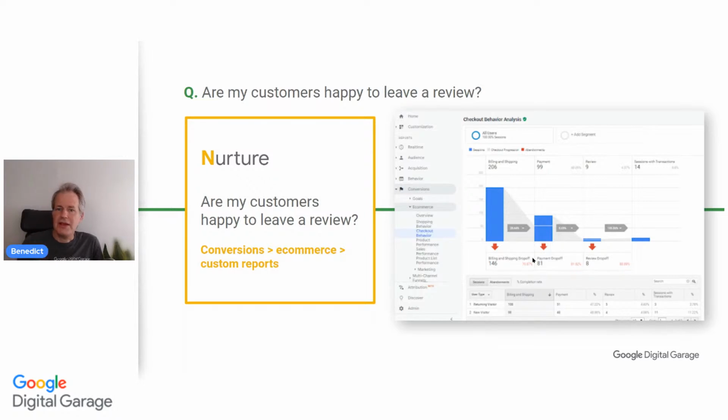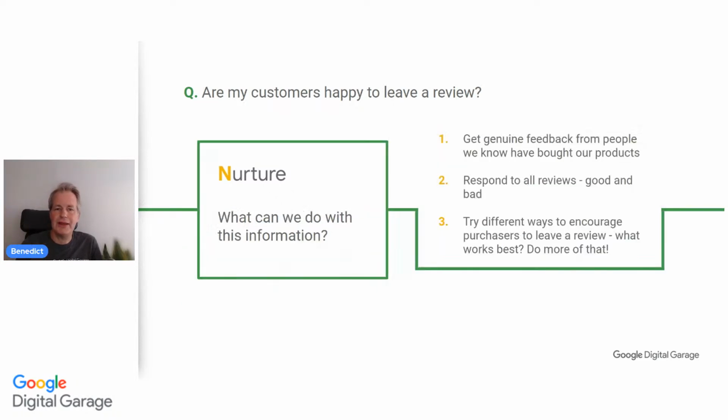So the website has set up the key points of their sales funnel as a series of goals so they can track them in Google Analytics. And then, of course, the follow through. You need to set a lot of these things up to be running with Google Analytics and working. And the big thing is getting genuine feedback from people we know have bought our products, respond to all reviews, good and bad.